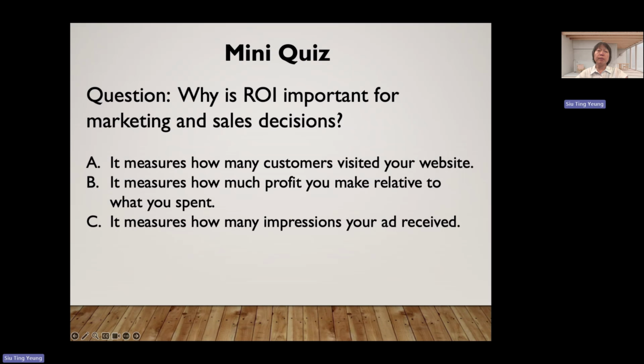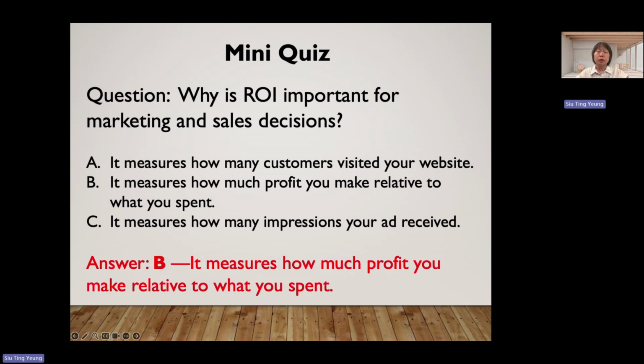We have A, it measures how many customers visit your website. B, it measures how much profit you make relative to what you spent. C, it measures how many impressions your ad received. Okay, some time for you to choose the answer. Right. The answer is B. It measures how much profit you make relative to what you spent.